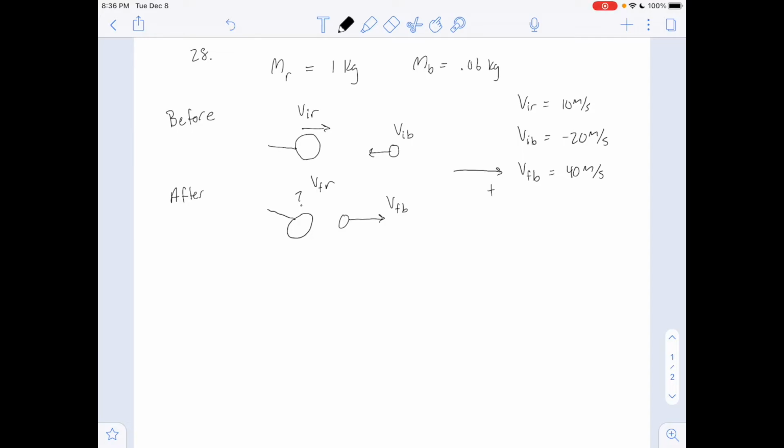Okay, so anytime you see a collision problem, you should think conservation of momentum. And so here's how you're going to set up every single collision or explosion problem.